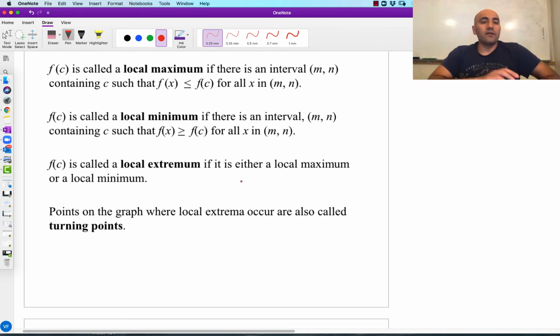Okay, so putting them together, f of c is called a local maximum if there is an interval from m to n containing c such that f of x is less than or equal to f of c for all x in m to n. f of c is called a local minimum if there is an interval from m to n containing c such that f of x is greater than or equal to f of c for all x in m to n. f of c is called a local extremum if either a local maximum or a local minimum exists there. Okay? Points on the graph where local extrema occur are called turning points. All right, lots of definitions in this section.